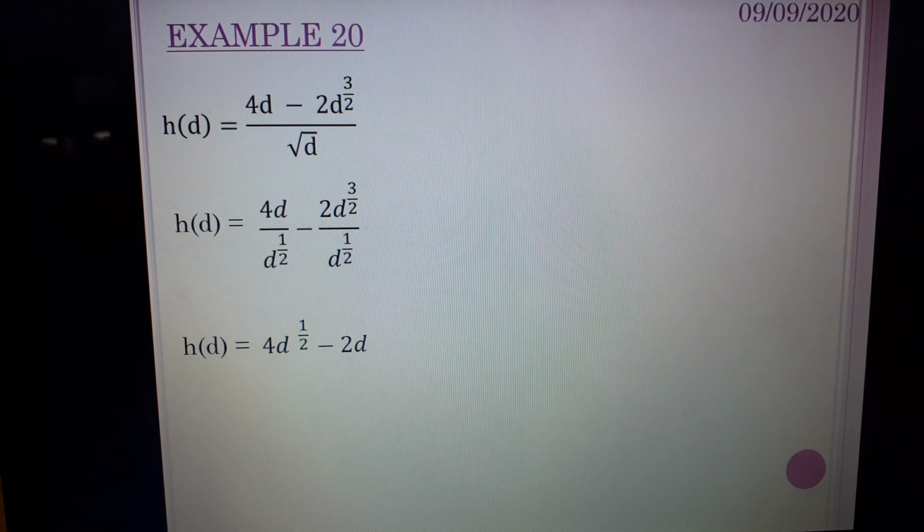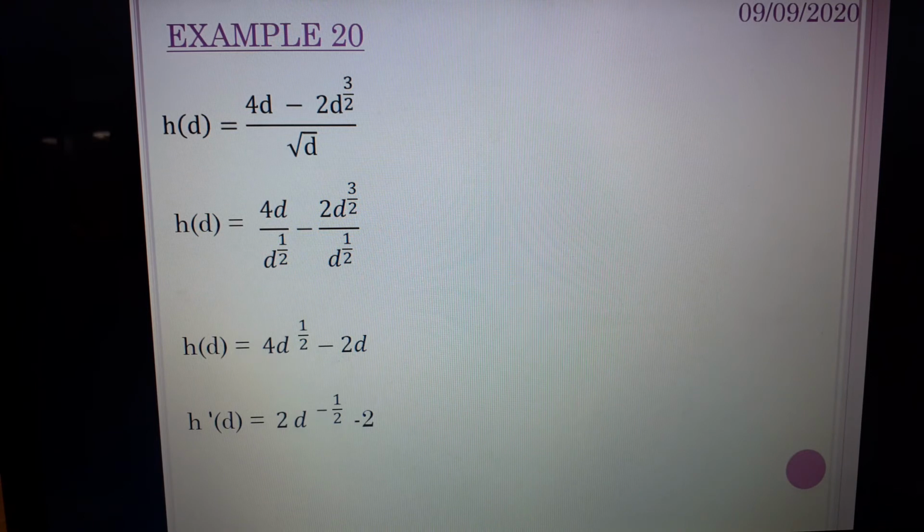So we're now ready to differentiate it and write h dashed of d. So we're going to do 4 times the half. I'm not really writing it all out this time. 4 times the half, which is 2, and then subtract 1 from the power, which is minus a half. And then that's just going to be a minus 2, and the d becomes a d to the power 0, which means that the letter disappears.